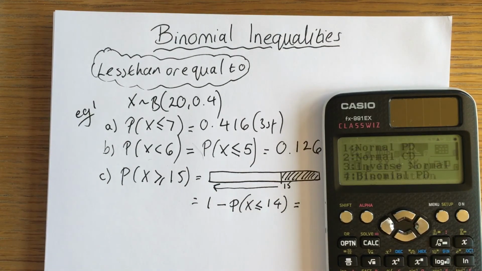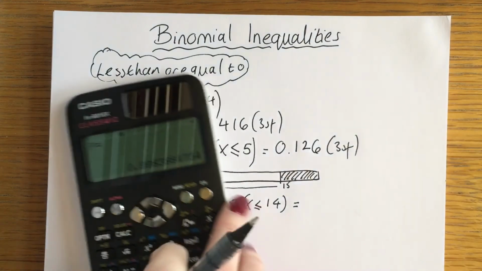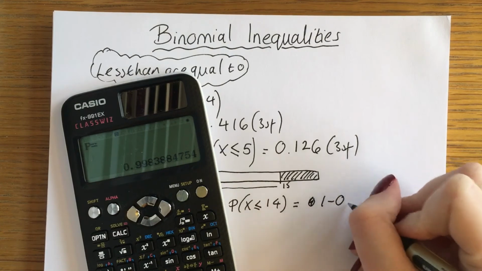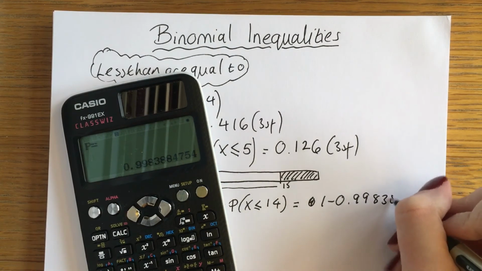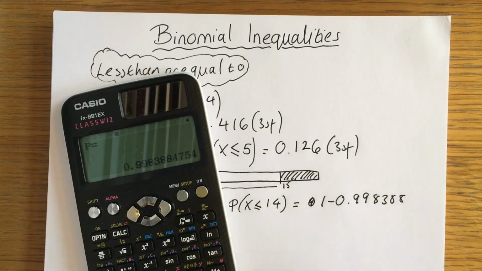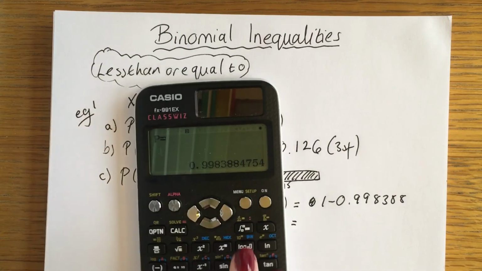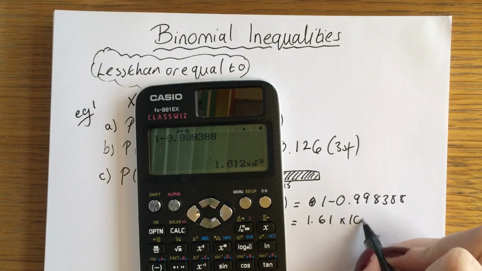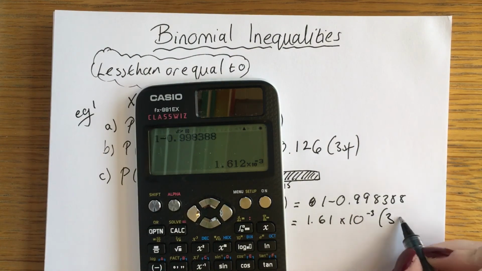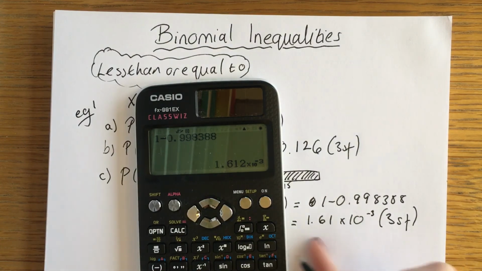So Menu, Distribution, Binomial CD, Variable. I want less than or equal to 14, which is 0.998. And I'm going to show a few extra significant figures so that my accuracy level is higher. So I'm going to go back to my normal calculator screen. 1 minus 0.998388. Now it comes out in standard form. So 1.61 times 10 to the minus 3 to 3 significant figures.